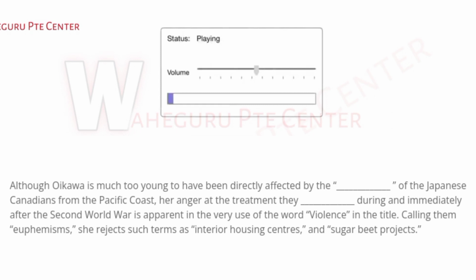Although Oikawa is much too young to have been directly affected by the expulsion of the Japanese Canadians from the Pacific coast, her anger at the treatment they endured during and immediately after the Second World War is apparent in the very use of the word violence in the title. Calling them euphemisms, she rejects such terms as interior housing centers and sugar beet projects.